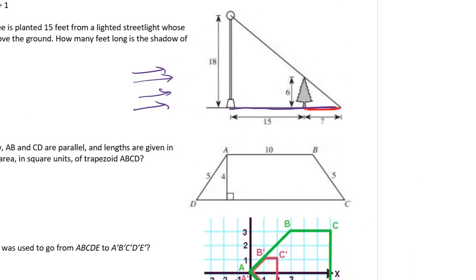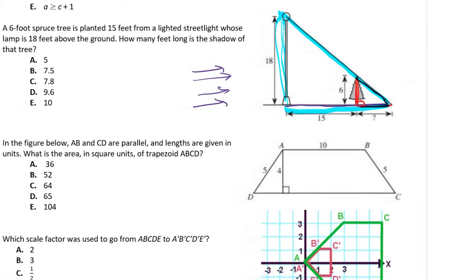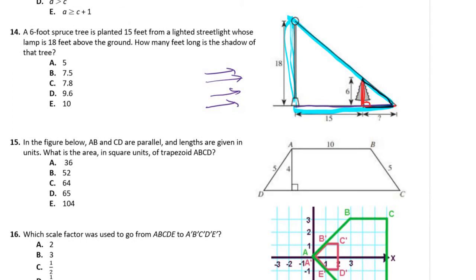There's a triangle here, and then there's an outer triangle, a bigger one. I want to highlight it. This is a bigger triangle here. It's a bigger triangle. Okay, according to geometry, these two triangles are similar.